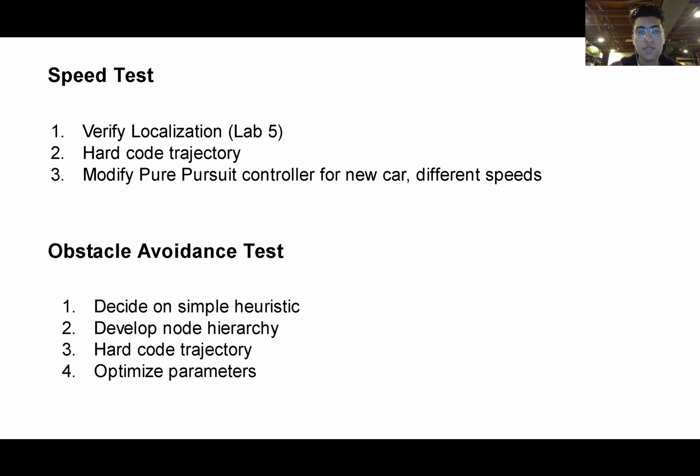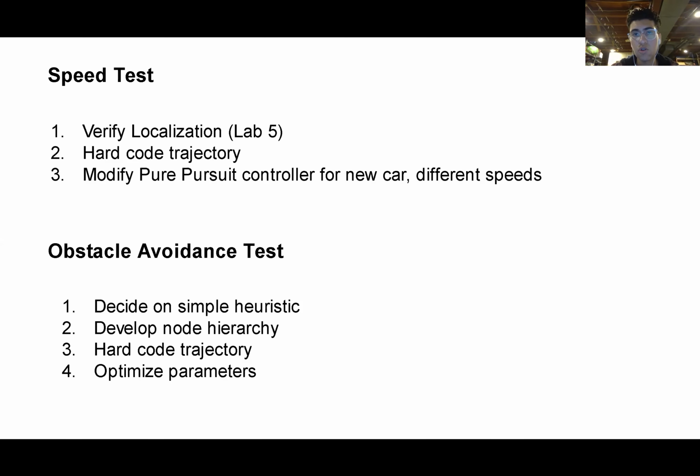For the obstacle avoidance test, we decided on a simple heuristic, which will be explained more in detail later, but mostly because all of the obstacles were the same and were no bigger than the width of the car. We decided to go left if there was an obstacle on the right. We decided to go right if there was an obstacle on the left. This was analogous to the node hierarchy in Lab 3.